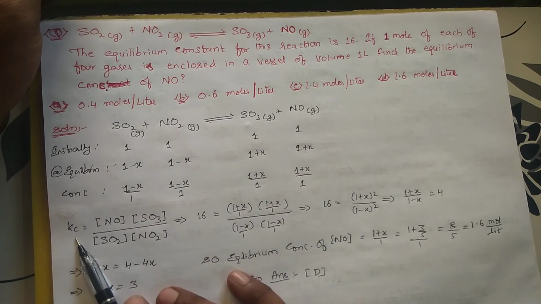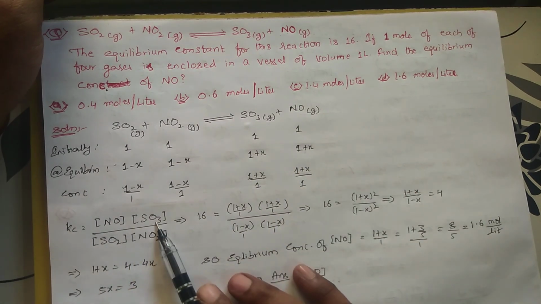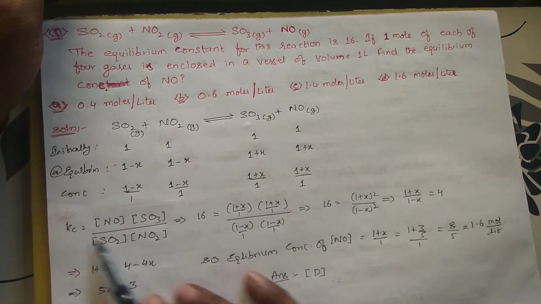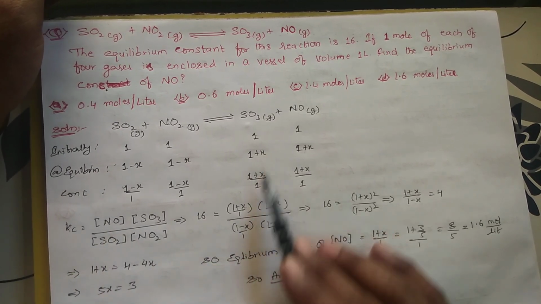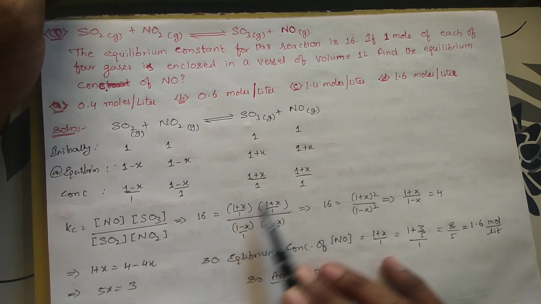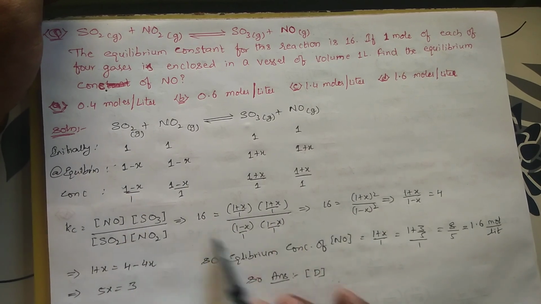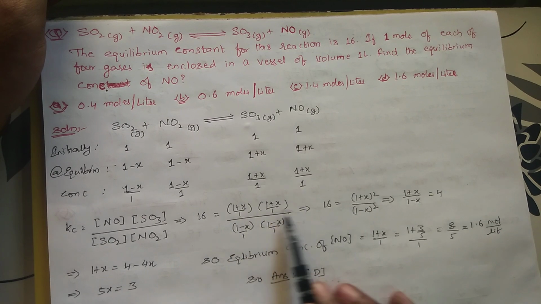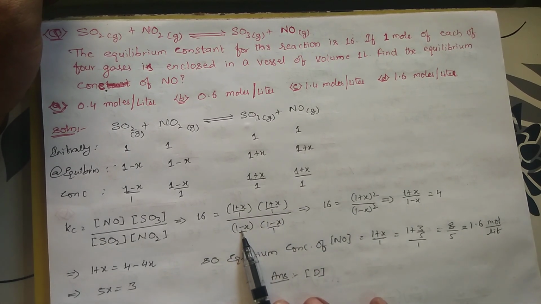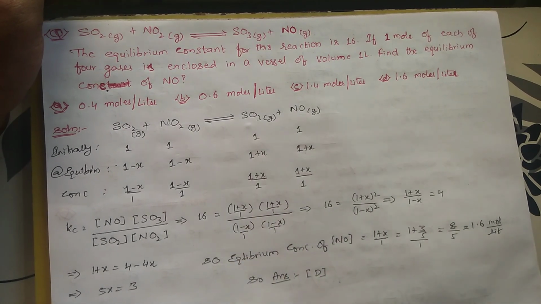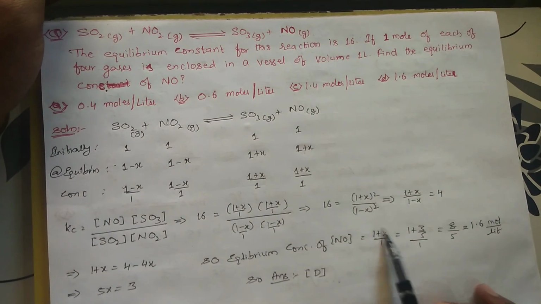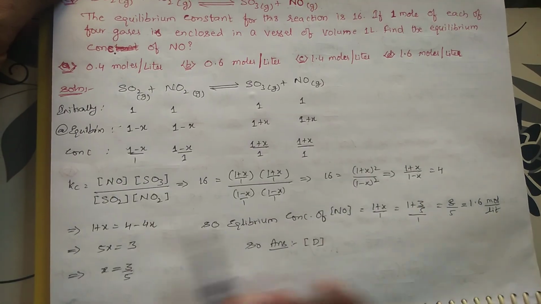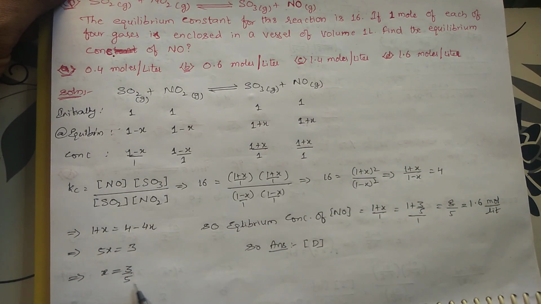Now you do the Kc, NO concentration into SO3 concentration by SO2 concentration into NO2 concentration, which will be equal to the Kc value, 16. NO is 1 plus x by 1, SO3 is 1 plus x by 1, divided by 1 minus x by 1, 1 minus x by 1. And you know that 1 plus x, 2 are there, so it is (1 plus x) whole square, and here (1 minus x) whole square. So that if you take the root, it will become 4. So 1 plus x is equal to 4 into (1 minus x), and the x value will be 3 by 5.